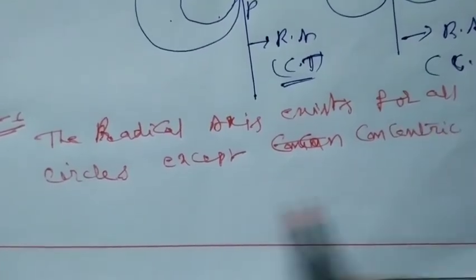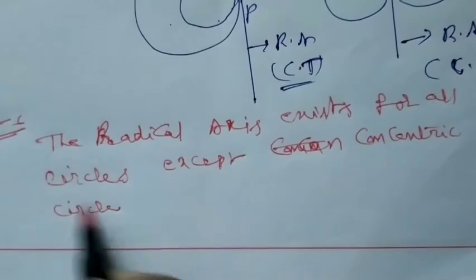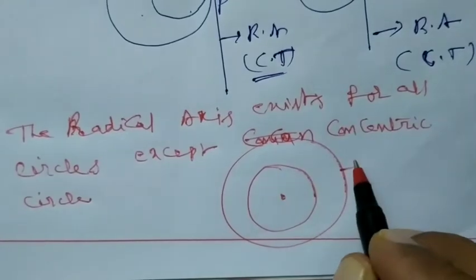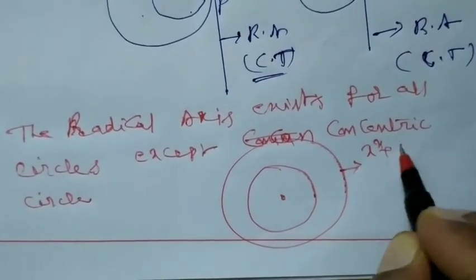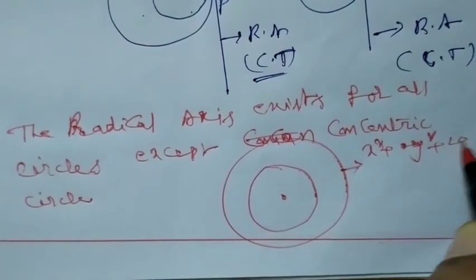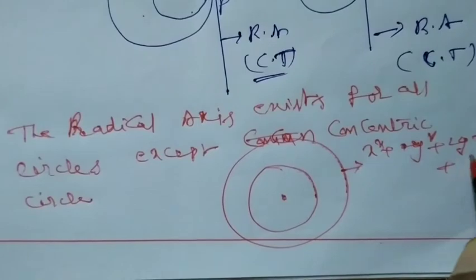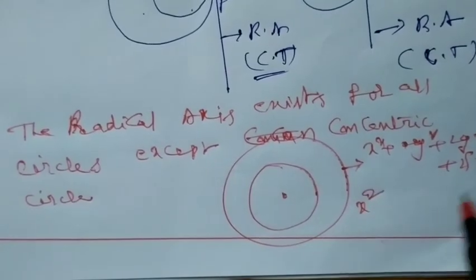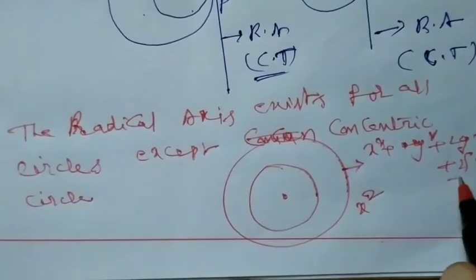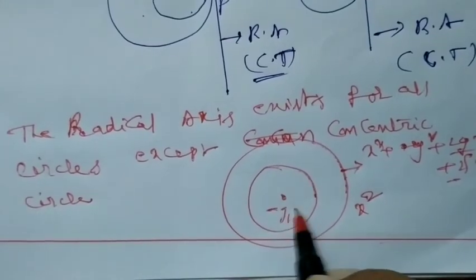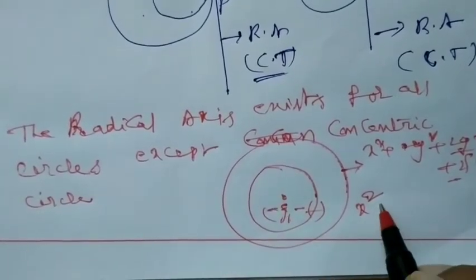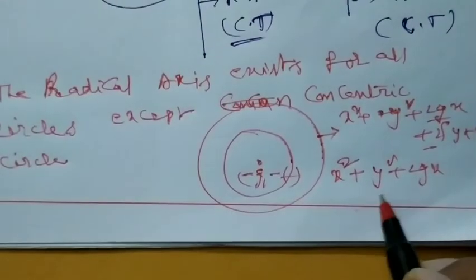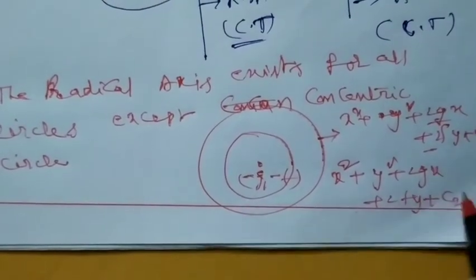Concentric circles. So this is one other point. Suppose these two circles are concentric. What is the difference in these two? Suppose the circle of the first equation is x square plus y square plus 2gx plus 2fy plus c1 is equal to 0. The other circle's equation differs only in the constant, remaining all same, because the center is minus g comma minus f. The circle's equation can be x square plus y square plus 2gx plus 2fy plus c2 is equal to 0.